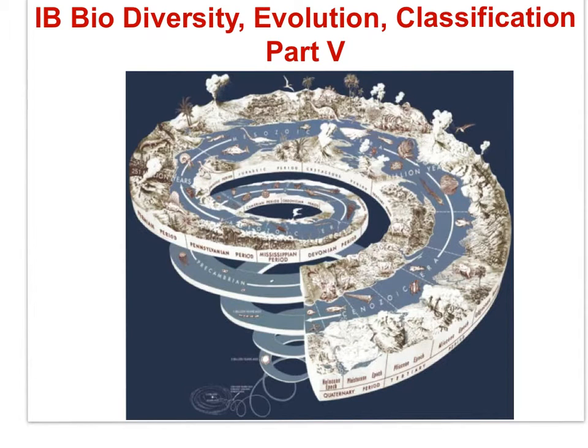IB Bio, Diversity, Evolution, Classification Part 5 has its focus on cladistics. Cladistics is the study of classification of organisms based on the branching of groups from a common ancestor. Cladistics is a system of classification based on the presumed phylogenetic relationships and the evolutionary history of groups of organisms.